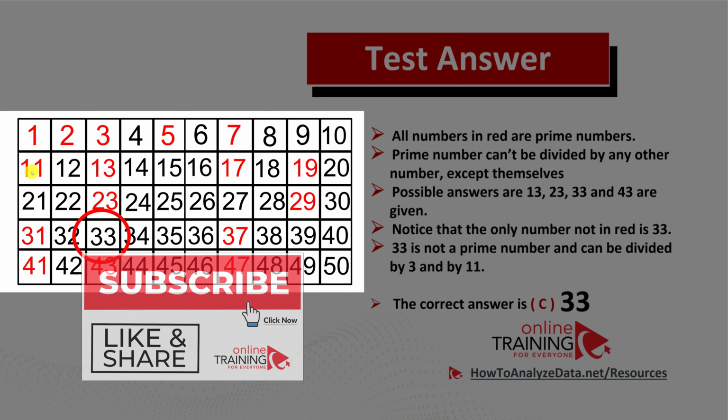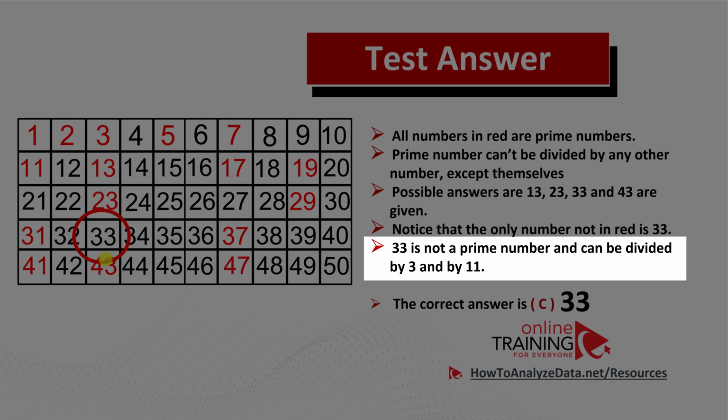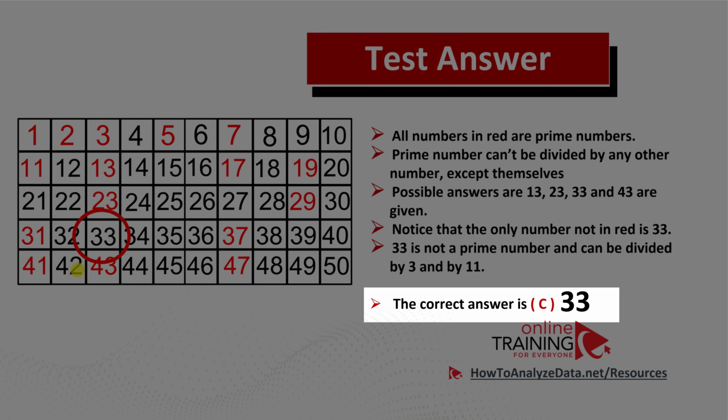Out of all the numbers presented in the question, 33 is not a prime number because 33 can be divided by 3 and also can be divided by 11. So the correct answer here is choice C, 33.